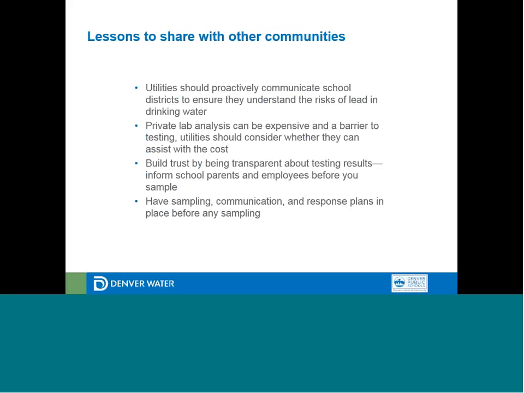Nick, can you push to the next slide? So some key takeaways that we've had, just to sum this all up before we head to questions. Proactively communicating is key. That lab analysis can be expensive, and utilities should be considering truly whether they can help school districts and their community up with that. Building trust by being transparent about those testing results is critical, and then having those sampling, communication, and response plans in place before you do any sampling.